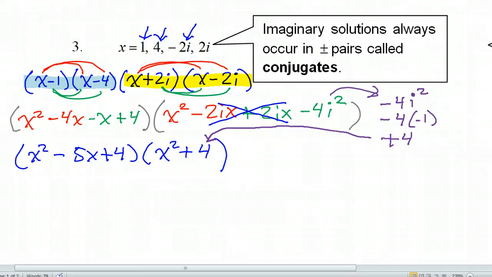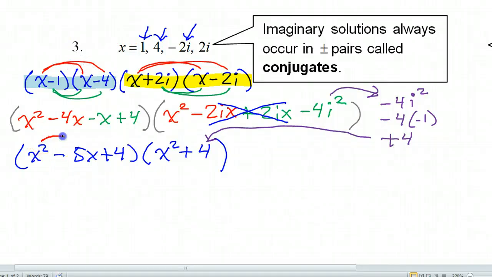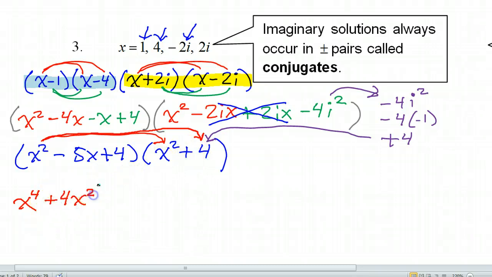Alright, then we have to go on and multiply like we did before. So watch me work. I'm going to distribute the x squared again, like this. Let's see, x squared times x squared. Anybody know what that is? X to the 4th power. That's right. What about x squared times 4? 4x squared. So there I distributed that.